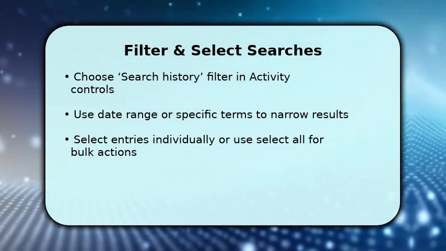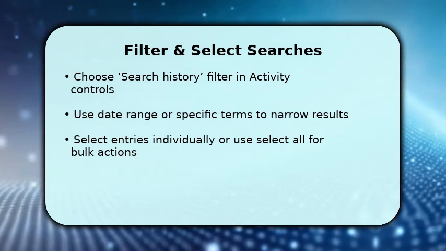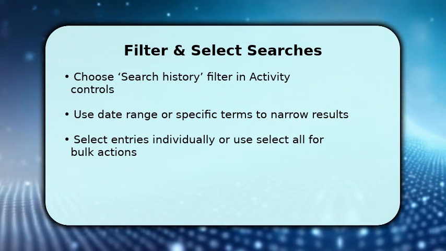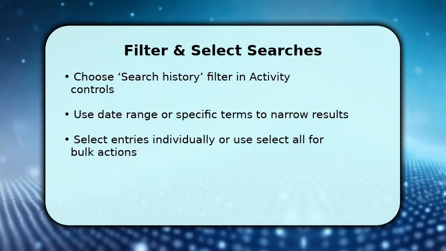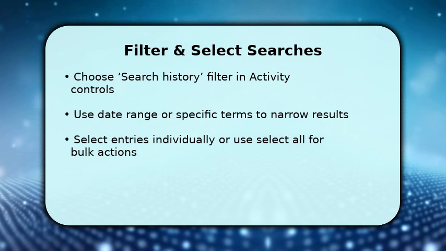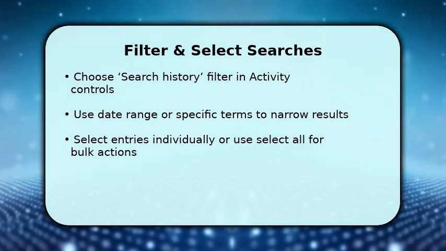Once filtered, use the date range or search box to find specific periods or keywords. This saves time if you only need recent or topic-specific records. You can then select individual entries for removal or choose the bulk select option to export or delete many entries at once. Doing this lets you precisely control which searches to keep or remove.